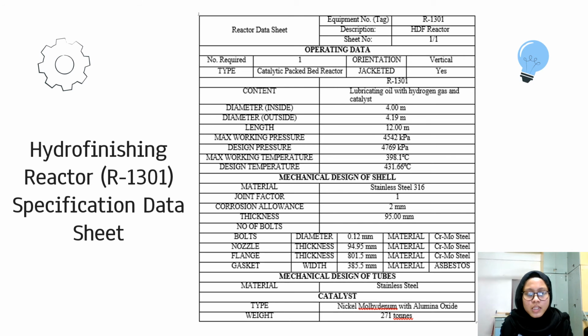This is the specification data sheet for hydrofinishing reactor R1301. It is basically a table that includes all the information on the reactor in one table. This is to make it easy for the readers to read because all the information is gathered in one place.